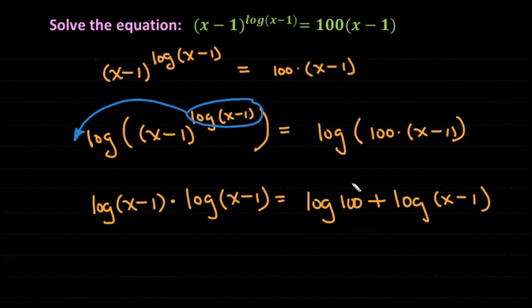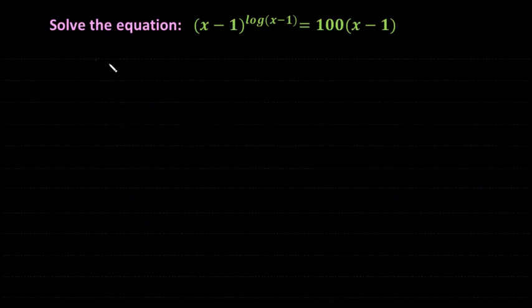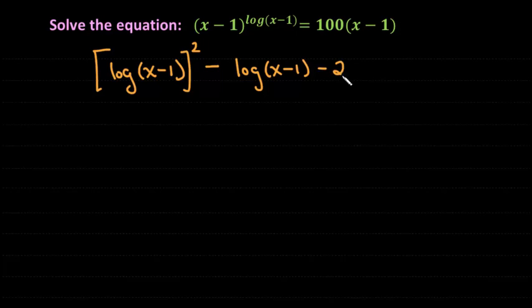Now, since we're dealing with common log, which is base 10, the log of 100 is equal to log of 10 squared, which is just 2. So then we can rewrite this as the log of (x - 1), all of this squared, minus the log of (x - 1) coming from this term here, minus 2 is equal to 0. So rewriting, we have the log of (x - 1) and all of that squared minus the log of (x - 1) minus 2.